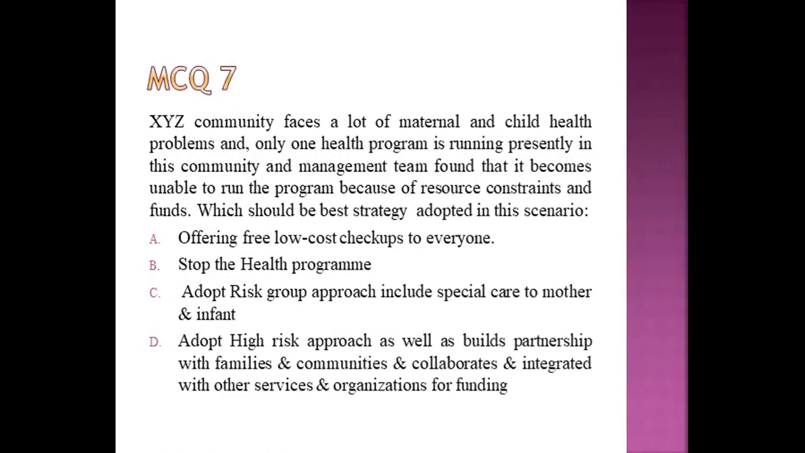XYZ community faces a lot of maternal and child health problems, and only one program is running presently in this community. The management team found that it is unable to run the program because of resource constraints and lack of funds. Which should be the best strategy adopted in this scenario? Offering free low-cost checkups to everyone, stopping the health program, adopting the risk group approach, or adopting the risk approach as well as building partnership with families, communities, and collaborators. Delta is the correct answer, because we should adopt the high risk strategy as well as continue the program. We should build partnership for funding, outsourcing of resources, and collaboration.